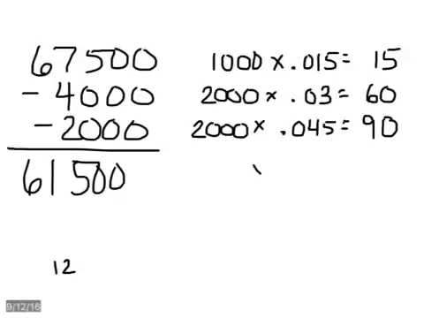Now here comes the hard part. How much money did she make over $5,000? So what you do is you take the $61,500 and subtract $5,000 from it, because we've already accounted for $5,000. So $61,500 minus $5,000 is how much? $56,500.